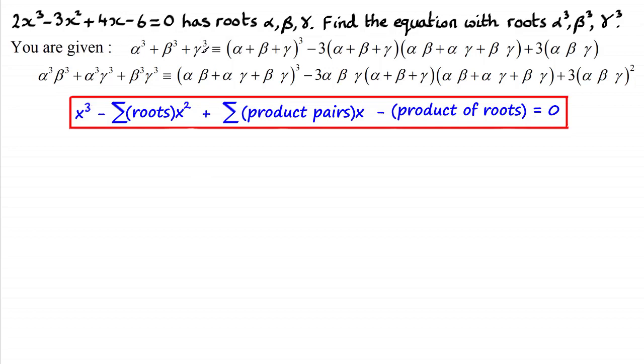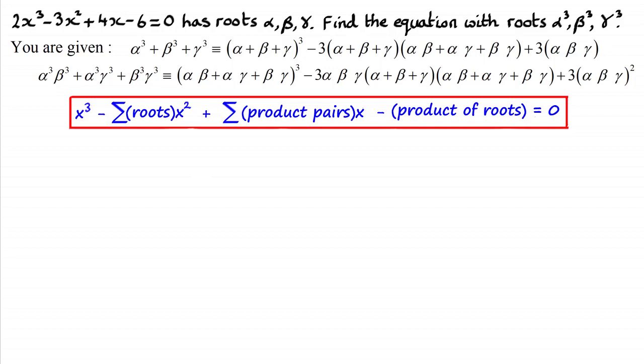We're also going to need to work out the sum of the product pairs of these new roots. That's this result here. And as you can see, these results are built up from knowing the sum of the roots, the product pairs of the original roots, and here the product of the original roots. So what we need to do is turn to the theory of the roots of a cubic equation.